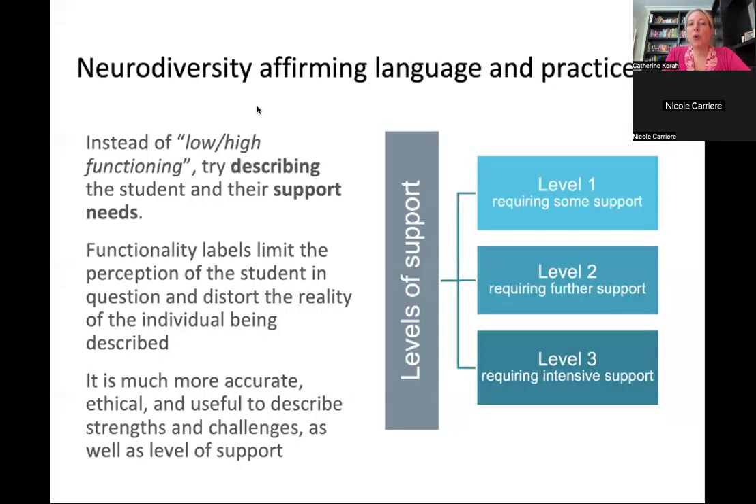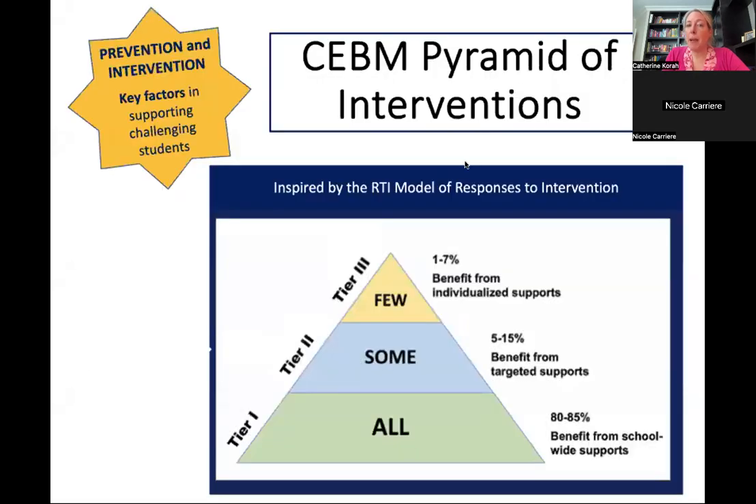So when we're talking about neurodiversity affirming language and practices, rather than focusing on high or low functioning and describing the student's challenge in that way, we describe the student in terms of their level of need and support. So looking at the levels of support from level 1 requiring some support, level 2 requiring further support, and level 3 requiring intensive support. And this fits in, by the way, with the CBM pyramid of intervention. I have that on the website.